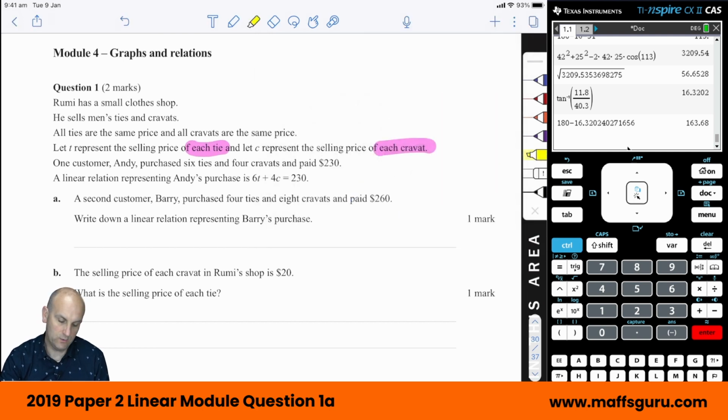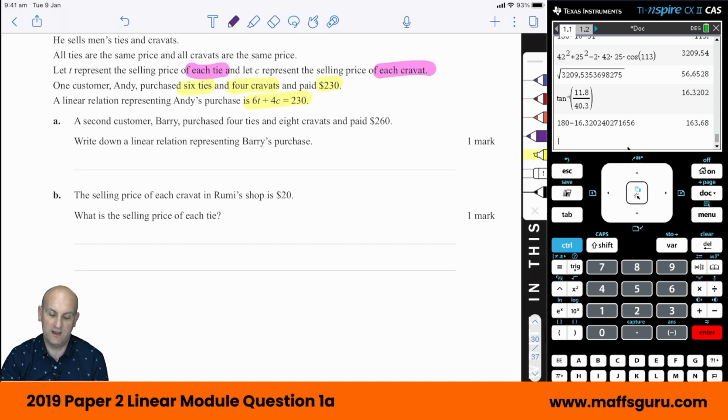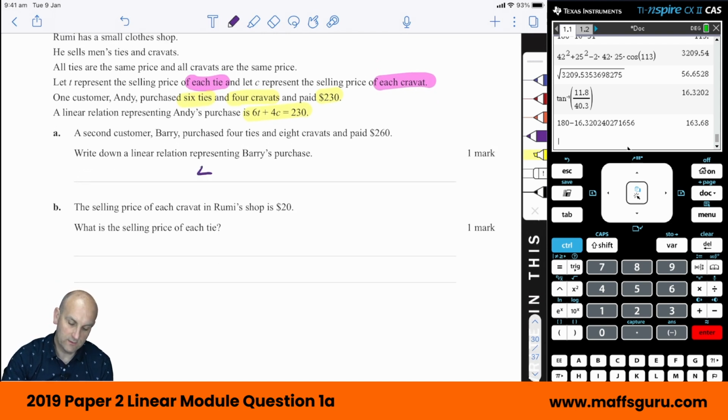Change that to yellow. One customer, Andy, purchases 6 ties, 4 cravats, $230, and there is an equation that basically says that 6 ties and 4 cravats is $230. A second customer, Barry, purchases 4 ties and 8 cravats and pays $260. Write down a linear relationship representing Barry's purchase. So we would have 4T plus 8C would be equal to 260.